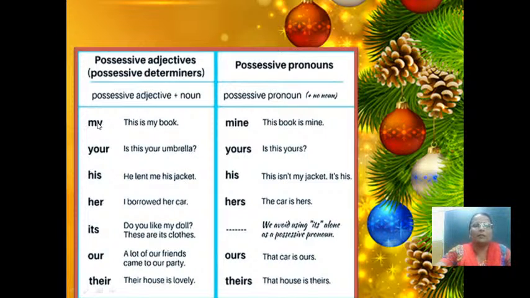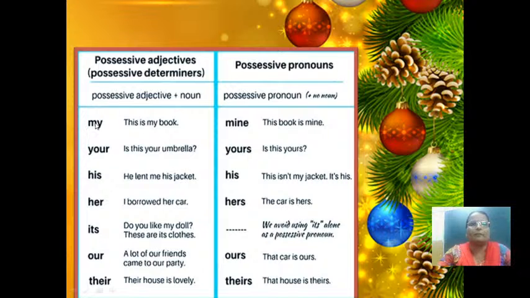Now, once again I am telling you, the possessive adjectives are my, your, his, her, its, our, their. And possessive pronouns are mine, yours, his, hers, ours, theirs. There is no possessive pronoun for it. We avoid using its alone as a possessive pronoun. Means its will not be used as a possessive pronoun.